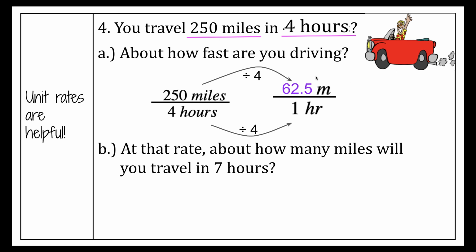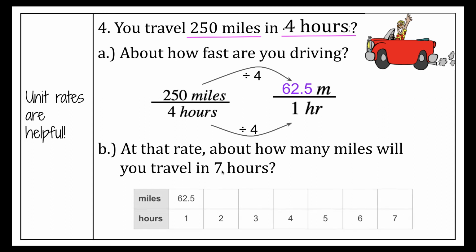Could we use our unit rate here of miles per hour to help us figure out how far we will have traveled in 7 hours? Yeah! You don't have to write this table down, but just look, this is another way to see rates. It's 62.5 miles for every hour.